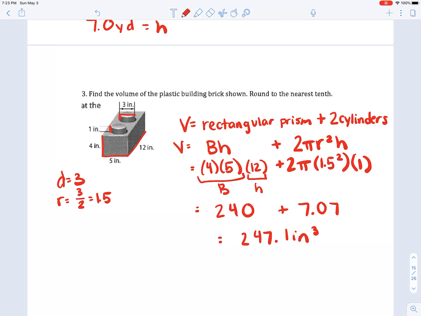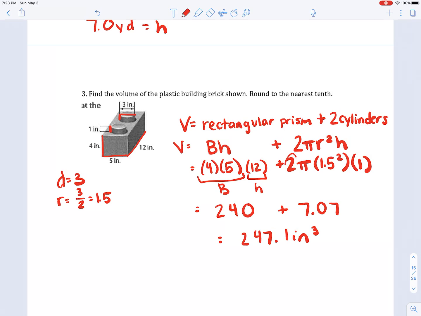So again, this would be a composite figure, so I would have to make sure that I make my own formula. I don't have an area formula for something like a Lego brick, which looks to be what this is. And I'd have to plug it in and go piece by piece.